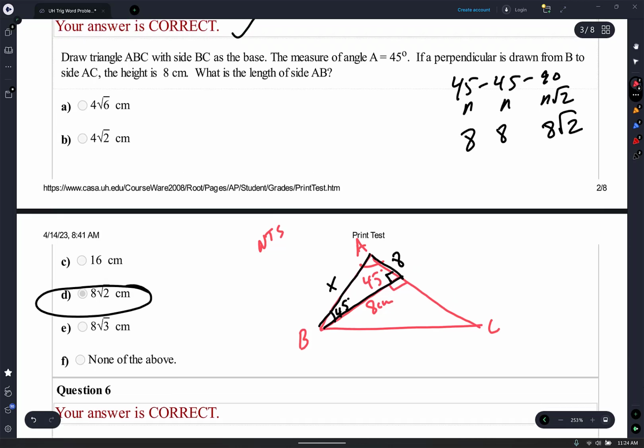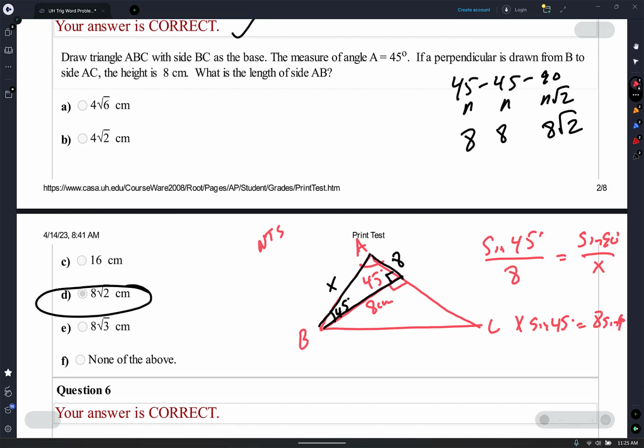There is another way. You could do law of sines. You could have gone sine 45 degrees over 8 equals sine 90 degrees over x. Cross multiply, so you would have had, here, I'm just doing another way, just in case you wanted to see it. So x sine 45 degrees equals 8 sine 90. Hopefully you guys know that sine 90 is 1. So that's just an 8. And then x equals 8 divided by sine 45 degrees.